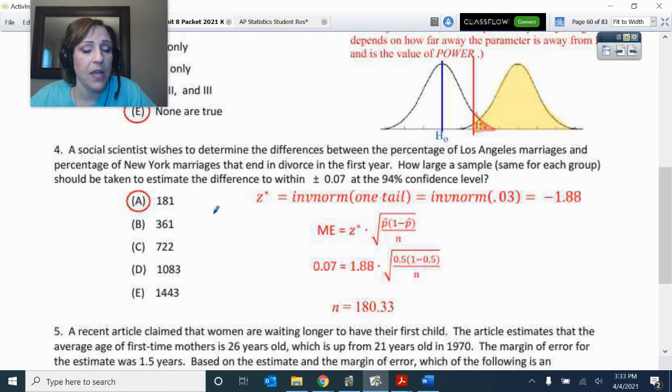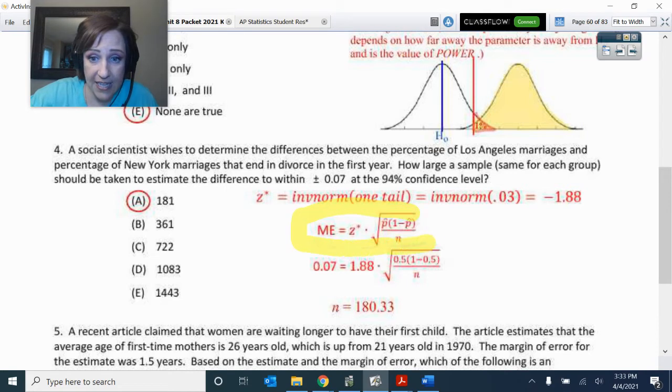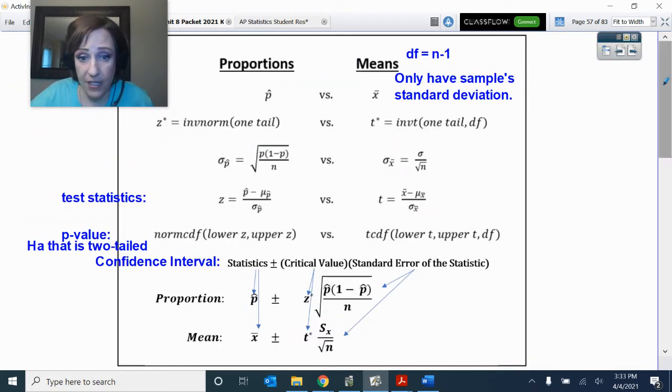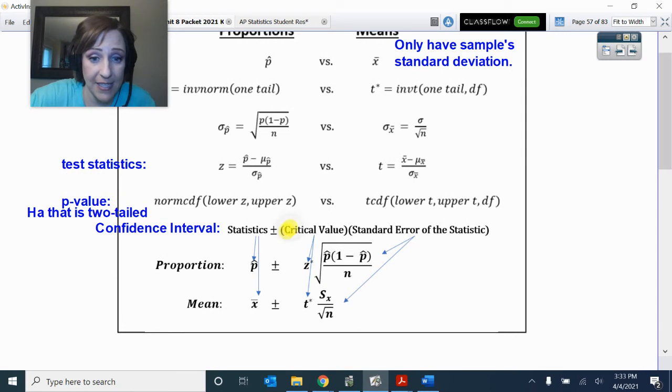So there we go. All right, so here's one of those ones where you have to be able to solve for the sample size. So the key is setting this up, because you know that this section behind the plus and the minus is the margin of error.